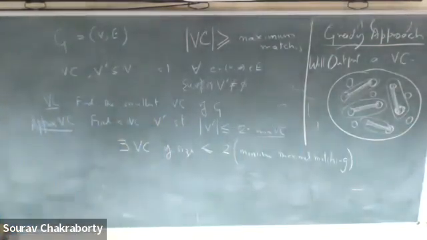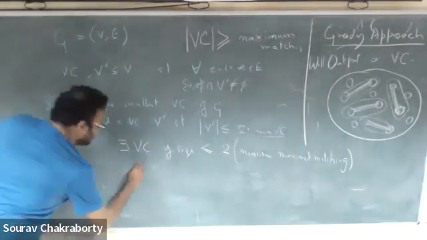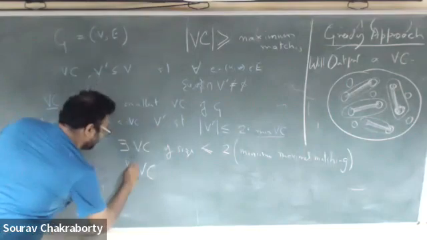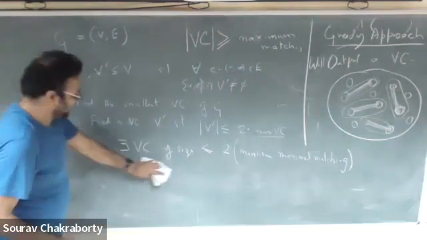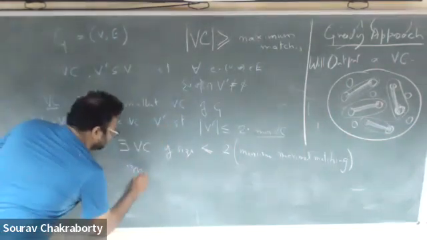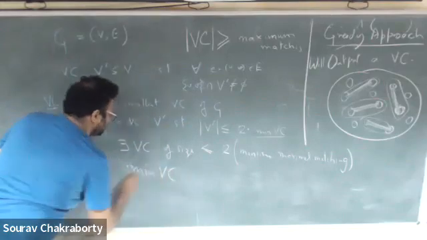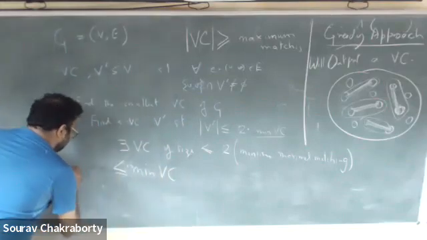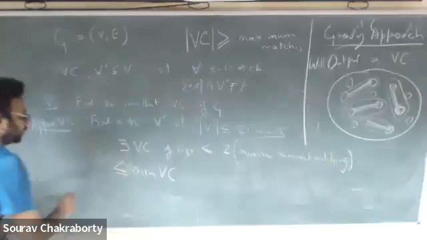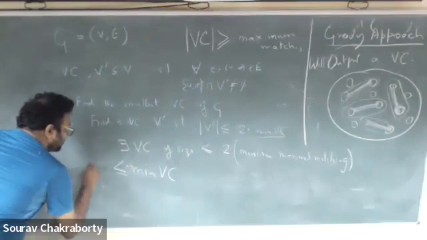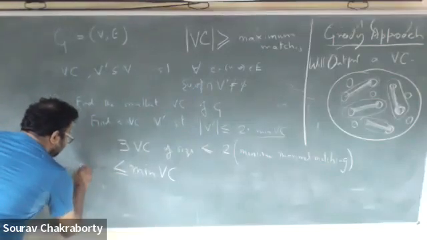Good. So that means I have this vertex cover. For all vertex covers, or maybe I can also say the minimum vertex cover, its size is at least the size of the maximum matching.